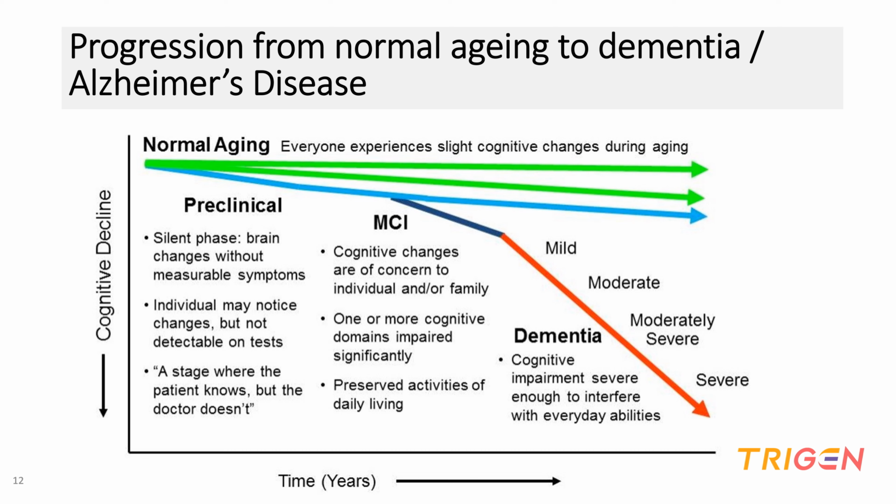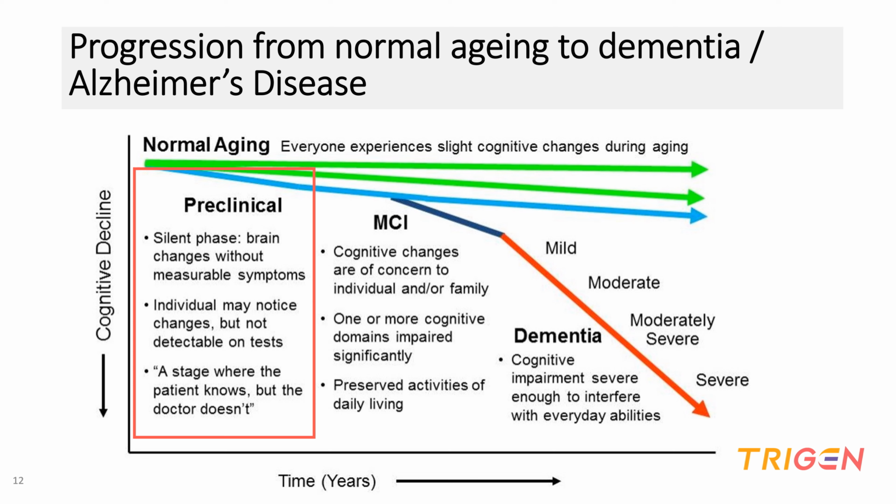Here is a diagram to better illustrate the progression from normal aging to dementia. The y-axis represents cognitive decline, while the x-axis represents time in years. The green arrow depicts normal aging, where everyone experiences slight cognitive decline as we age. Now, we focus our attention to the preclinical phase.